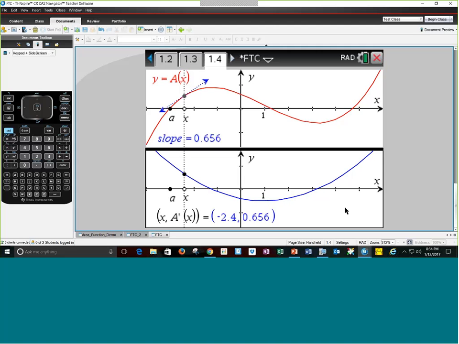And the use of color on these is great. Like if you notice, the tangent line for function A of x is in blue. Well, the graph below is blue because that's the graph of the derivative. Trying to utilize color to help the students see the patterns as we go.